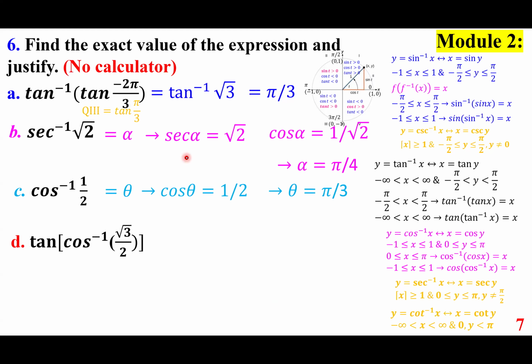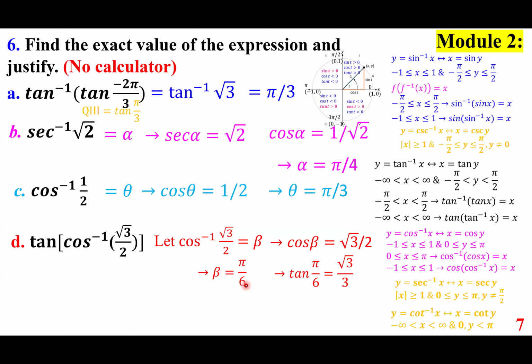Tan of cosine inverse of square root of 3 over 2. So we start with this and we call it something, for example, beta. By definition, cosine of beta becomes square root of 3 over 2. It's a common arc, makes it pi over 6. We want tan of pi over 6. We know it to be square root of 3 over 3.